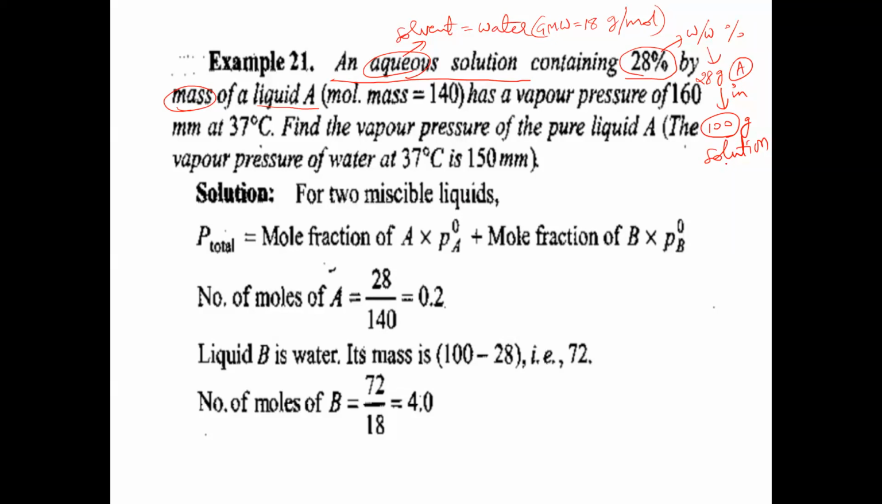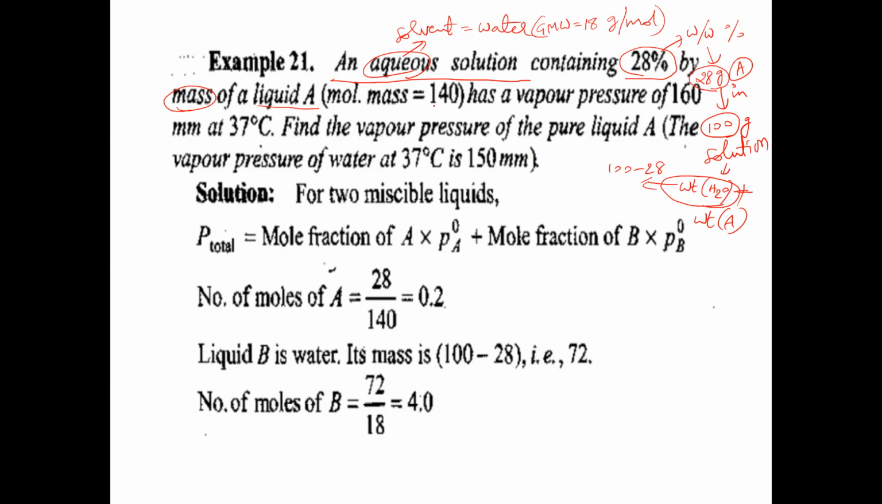Solution means what? Water plus A. So weight of water plus weight of liquid A together is 100. But weight of liquid A, how much is there here? 28. Then 100 minus 28 will be the weight of water. Weight of water is equal to 100 minus 28. Keep that in mind.